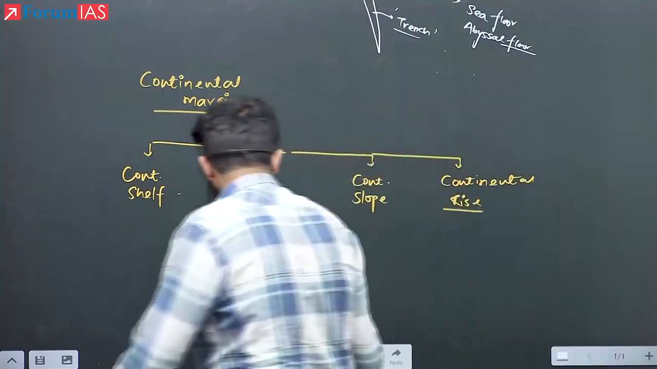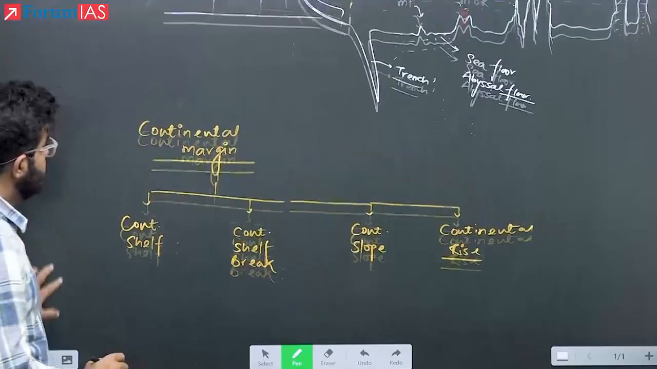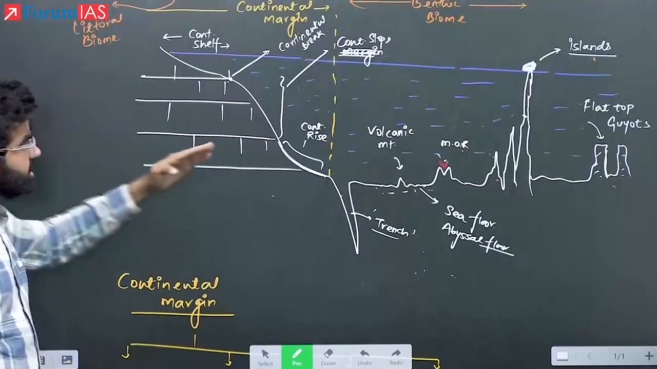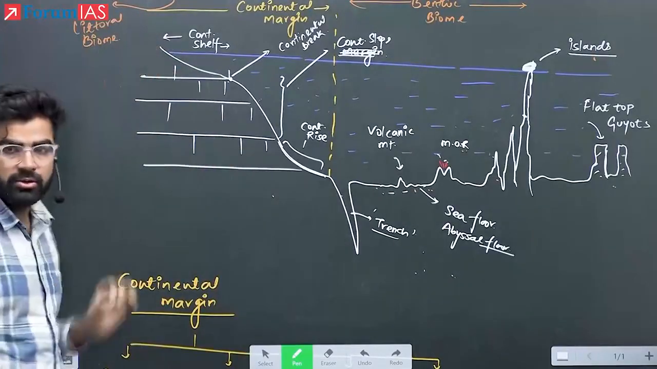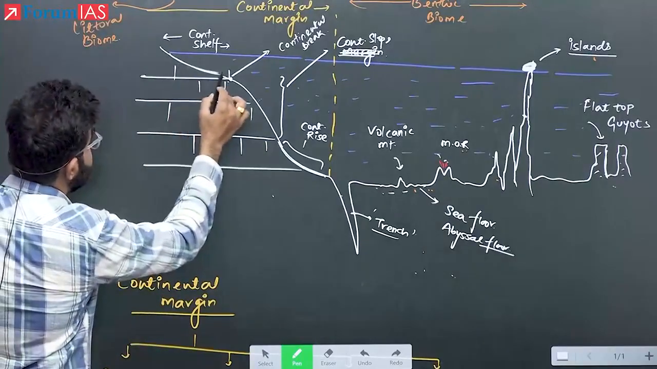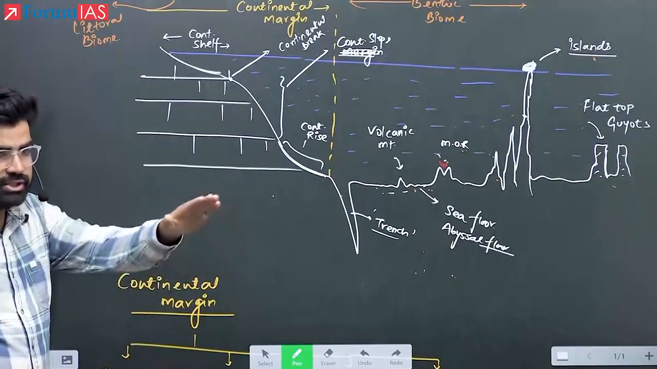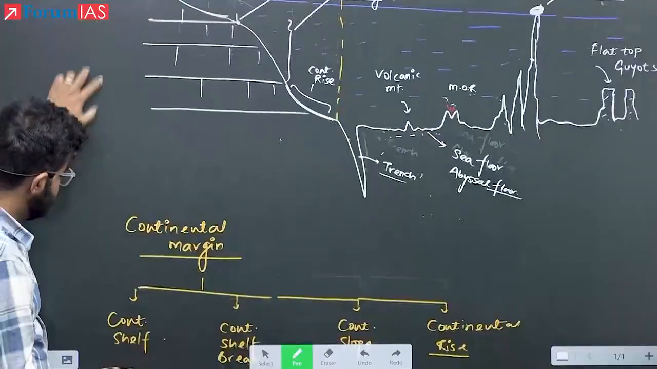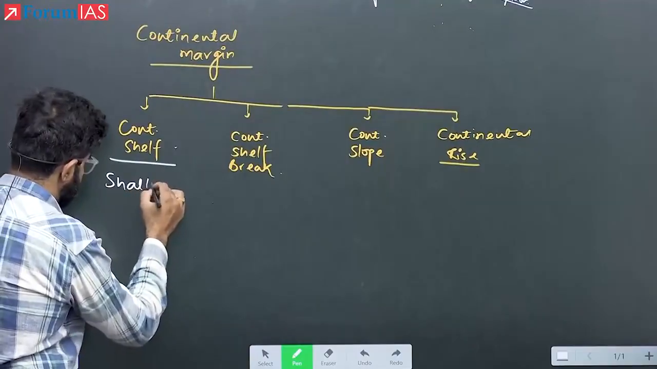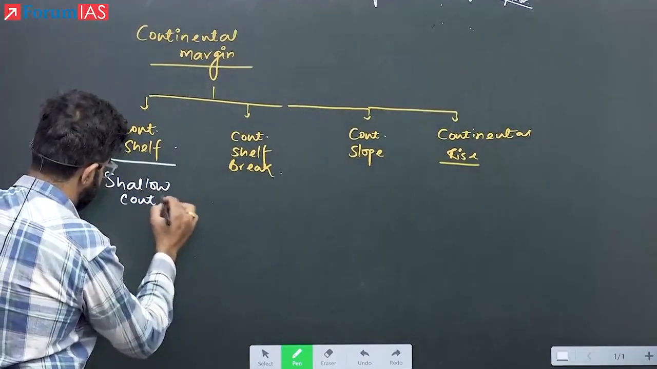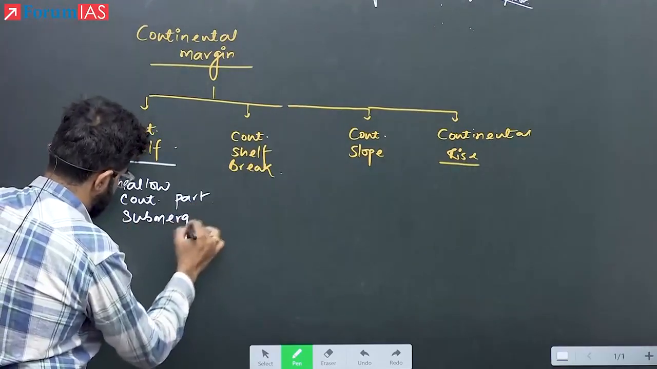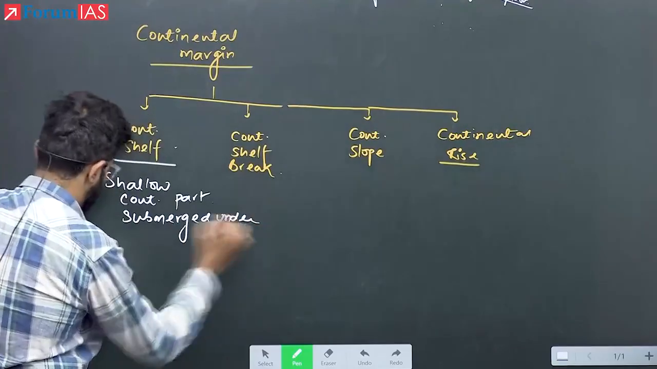Now one by one, just see this area. This is nothing but the part of the continent which is submerged under the oceanic water, and it is under shallow water conditions, right? And the second thing that you have to understand, this slope is very, very gentle when it is going inside the ocean, right? So what is this area? The continental shelf first. This is nothing but a shallow continental part submerged under oceanic water.